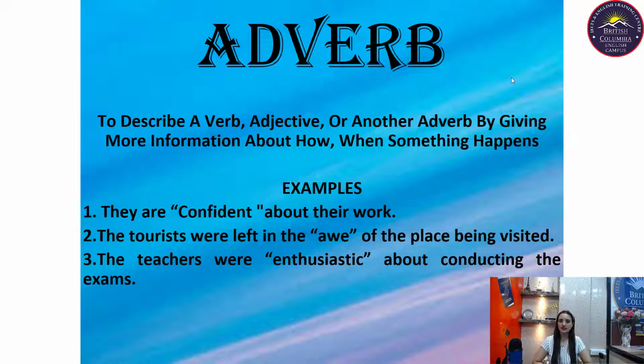And the third sentence we have: the teachers were enthusiastic about conducting the exams. Now, what were the teachers doing when they conducted the exam? They were enthusiastic about that. So enthusiastic is a kind of description of the verb, what the verb is doing, that they were enthusiastic about it. That is why enthusiastic is an adverb.